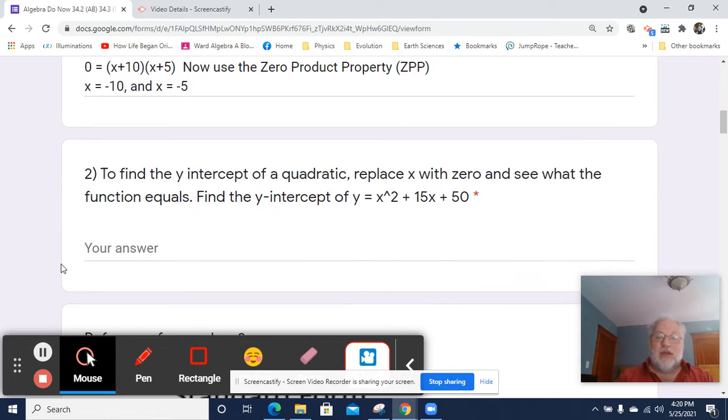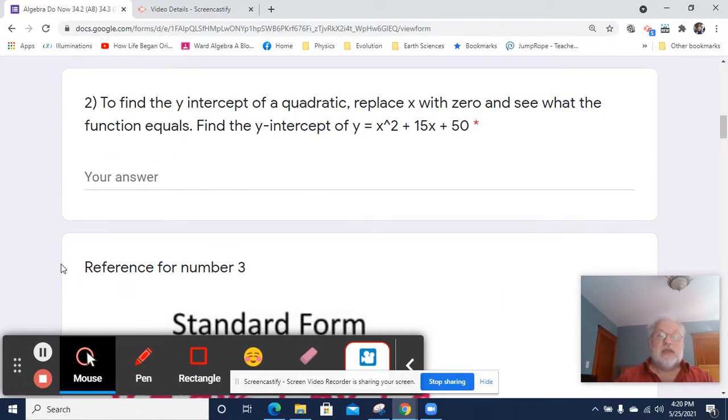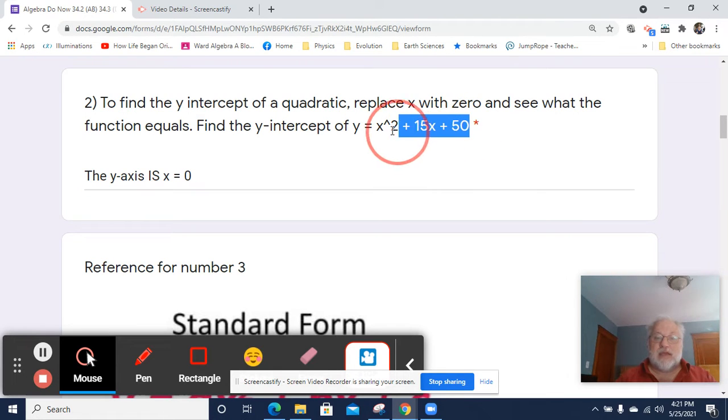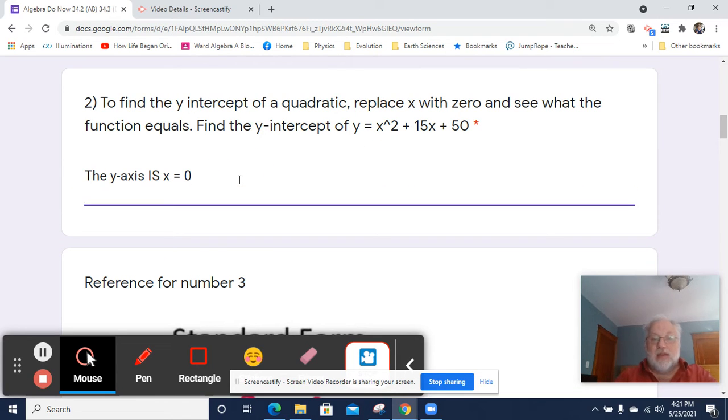All right, now finding a y-intercept is really easy if you remember what defines the y-axis. So the y-axis is x equals 0. That is literally what the y-axis is. So if x equals 0 everywhere on the y-axis, take this function and replace x with 0. You may already be able to tell that all that will be left is the 50. So we're going to see what this equals when I replace x with 0 everywhere.